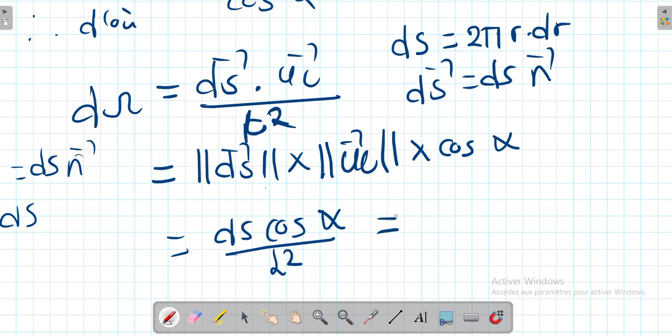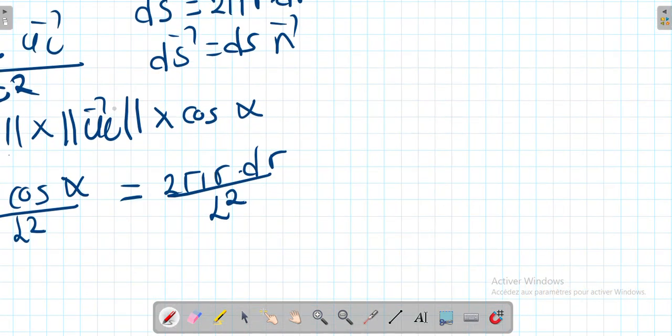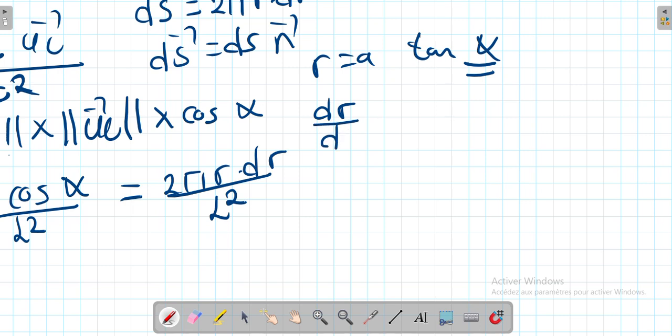So now, I've already found what my ds is. My ds is 2 pi r dr over l squared. I've also found what my R was. Using tan and the cos, I found R and L. So the expression of R was A tan alpha. Then the expression of dr: you have R, and the variable is alpha, so you just say dr over d alpha.